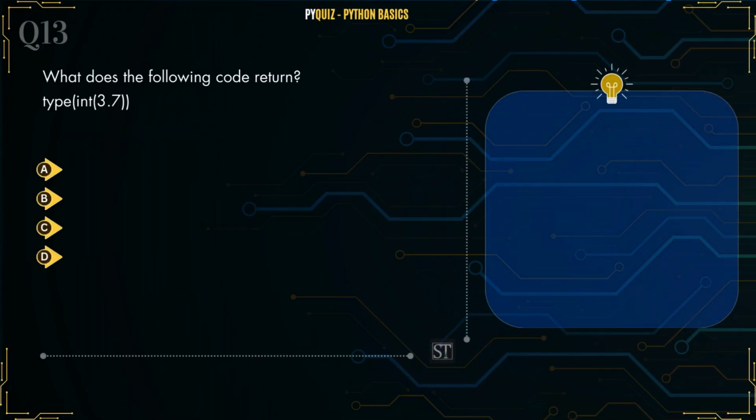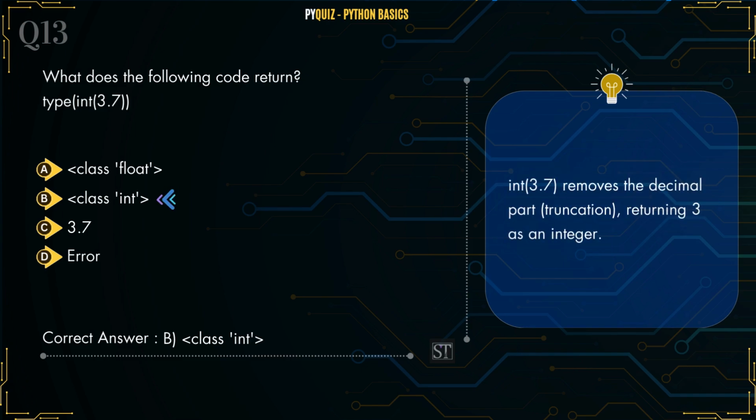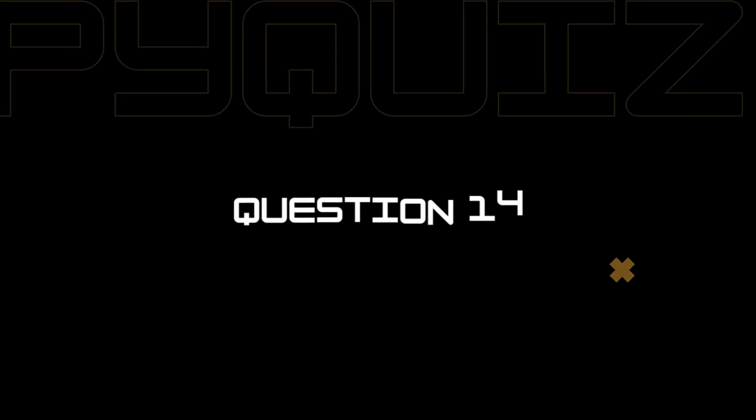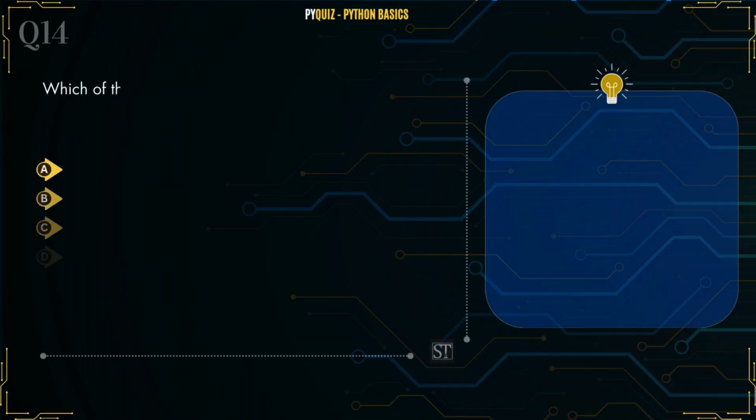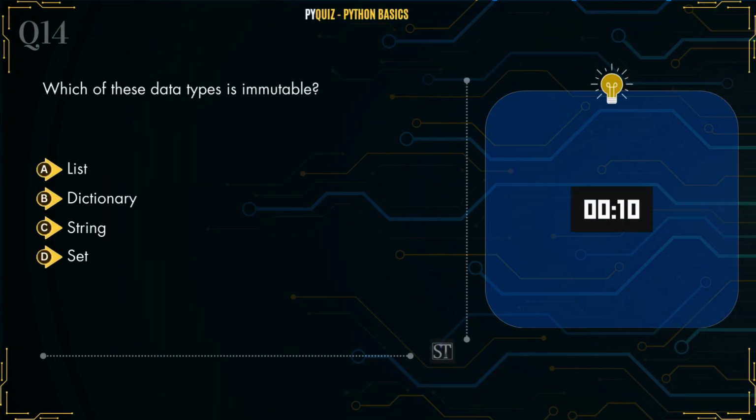What does the following code return? The correct answer is B. Which of these data types is immutable? The correct answer is C.